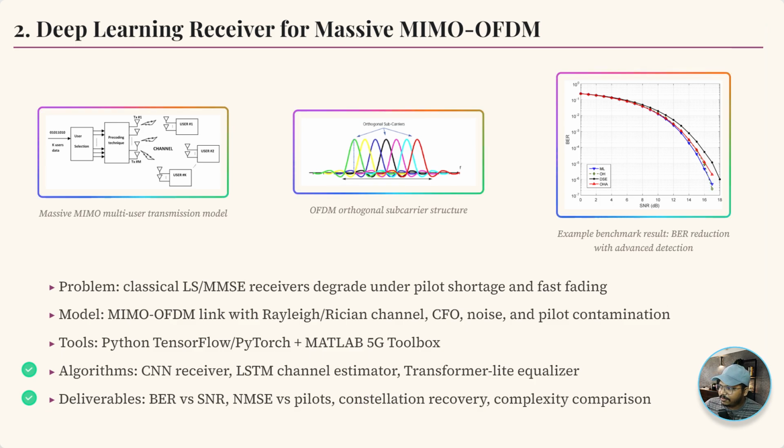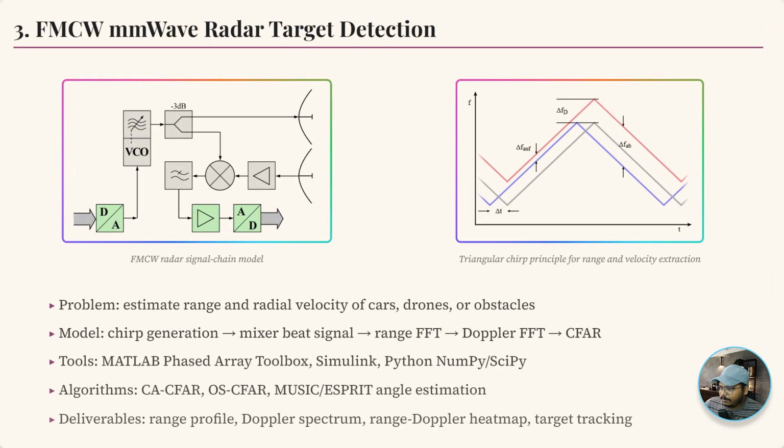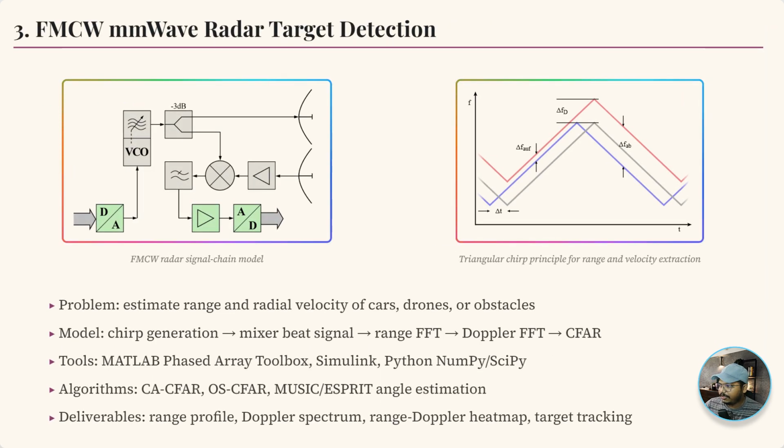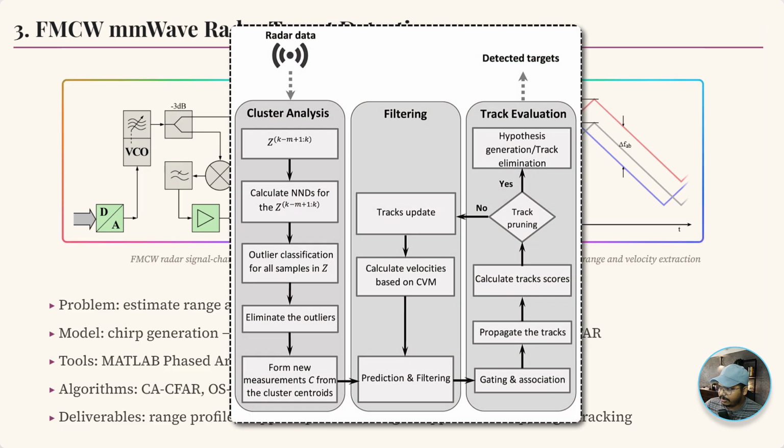So let's discuss the next topic: FMCW mm-wave radar target detection. The third project I chose, this is quite an interesting domain. This is a very practical signal processing project with application in autonomous vehicles, drone detection, industrial sensing, and obstacle monitoring.